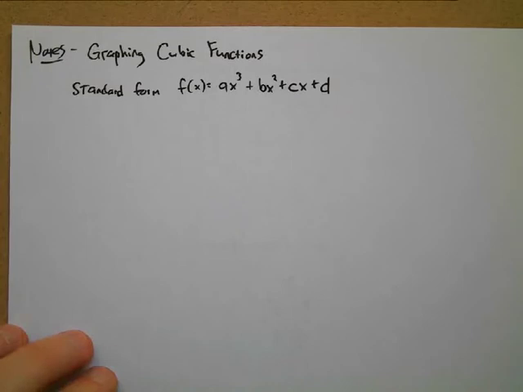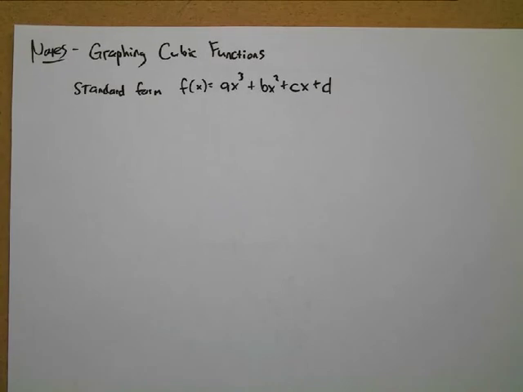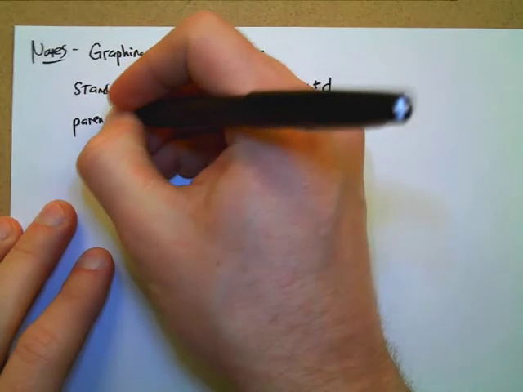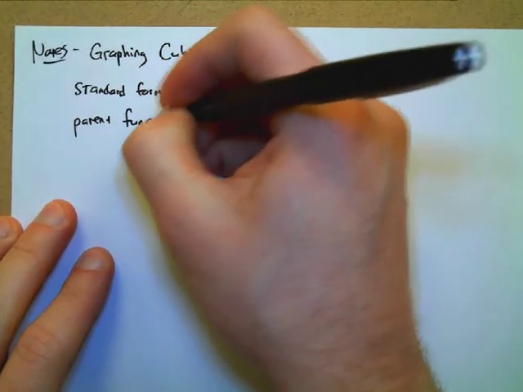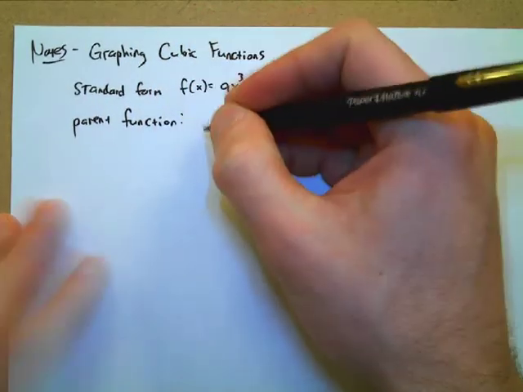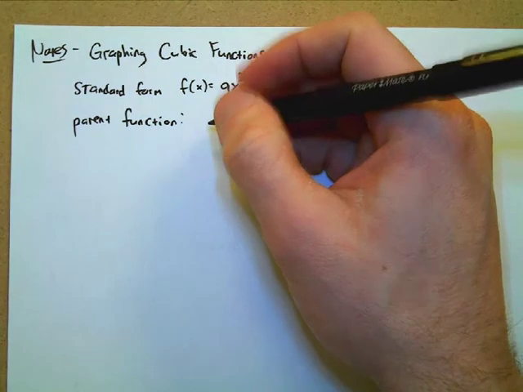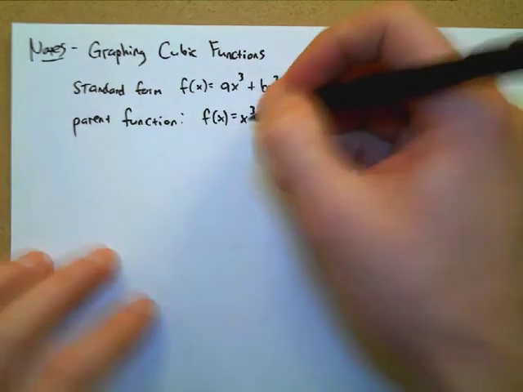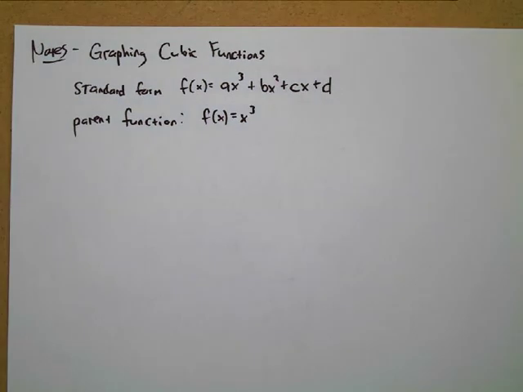No real sweat there. Okay, so the parent function, which is our generic, this is what we want to be able to graph, is f of x equals x cubed, which we graphed for the warm-up and got all that information about domain, range, max, mins, all that jazz.